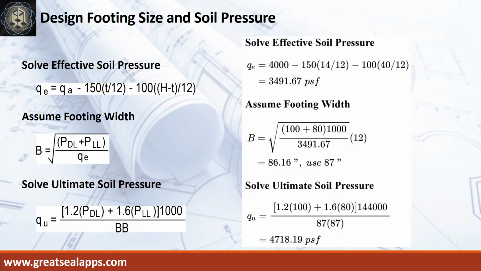Given allowable soil pressure equals 4000 psf, assumed footing depth equals 14 inches, and depth from natural grade line equals 4 feet 6 inches, the effective soil pressure is 3491.67 psf. Given actual dead load equals 100 kips and actual live load equals 80 kips, the assumed footing width is 87 inches, and the ultimate soil pressure is 4718.19 psf.